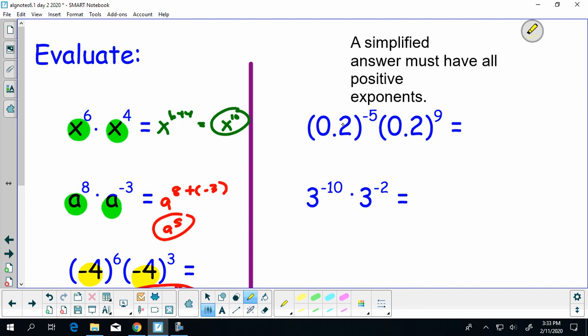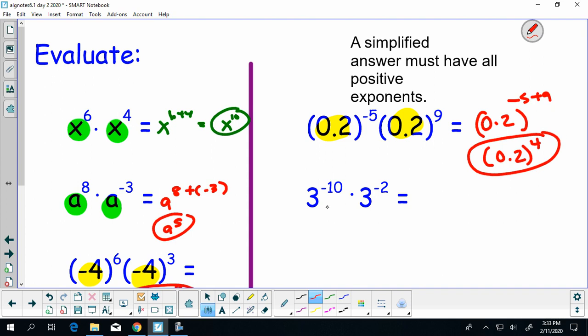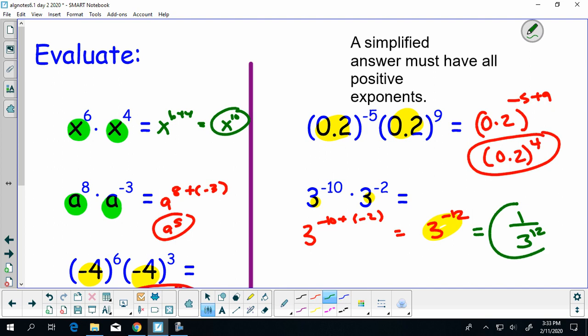Here we have matching bases. So we're going to add the exponents. Negative 5 plus 9. So my answer is to the 4th. Here I have matching bases, so I'm going to add the exponents. So 3 to the 10 plus negative 2 is 3 to the negative 12. Except he's unhappy. So we move him to the bottom, or the denominator, and now he's happy, and that's my answer.